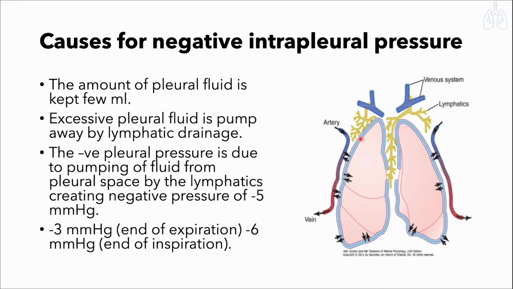Basically, in the pleural space, we have the pleural fluid, and at the peripheral regions here, there is actually a lymphatic drainage. So when you have fluid inside here, the excessive fluid will be drained into the lymphatic drainage, so it will keep the intrapleural pressure in a negative state.